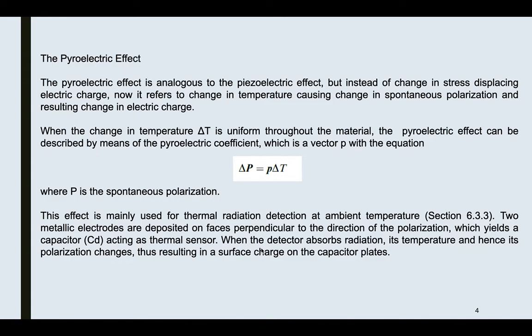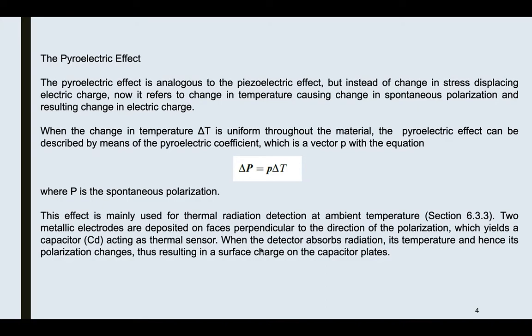The pyroelectric effect is analogous to the piezoelectric effect, but instead of a change in stress displacing electric charge, now it refers to a change in temperature causing a change in spontaneous polarization and a resulting change in electric charge. When the change in temperature delta T is uniform throughout the material, the pyroelectric effect can be described by means of the pyroelectric coefficient, which is a vector p, with the equation ΔP = p ΔT, where P is the spontaneous polarization.